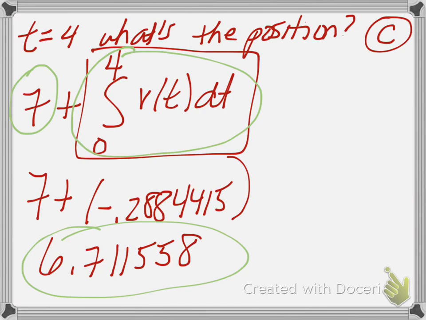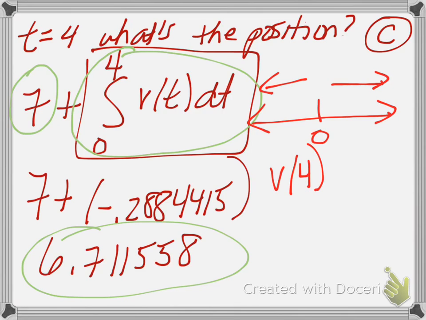Now there was a second part to this question, which says, is the particle moving toward the origin or away from the origin? Okay, so when they're talking about the origin, they're thinking of like a number line, and here's 0. So is the particle going in a positive direction, or is it going in a negative direction? So what is happening at t equals 4? So on your v of t function, you're going to do v of 4. And when you do v of 4, you're going to get a number bigger than 0, a positive number. And therefore, the particle is moving away from the origin.